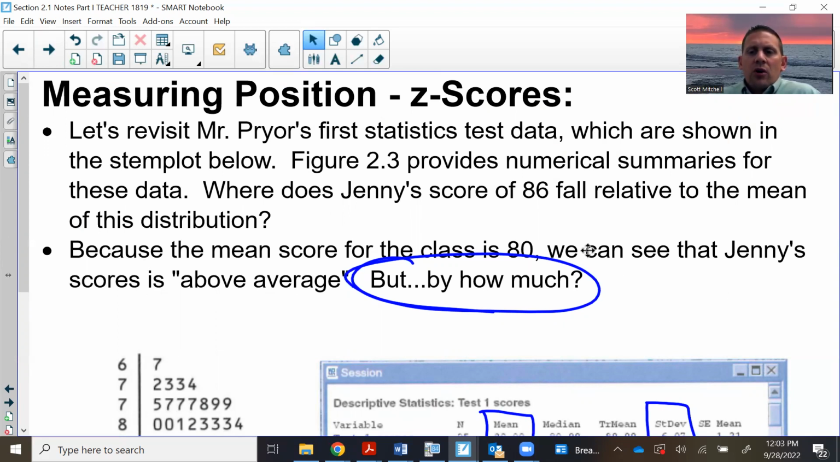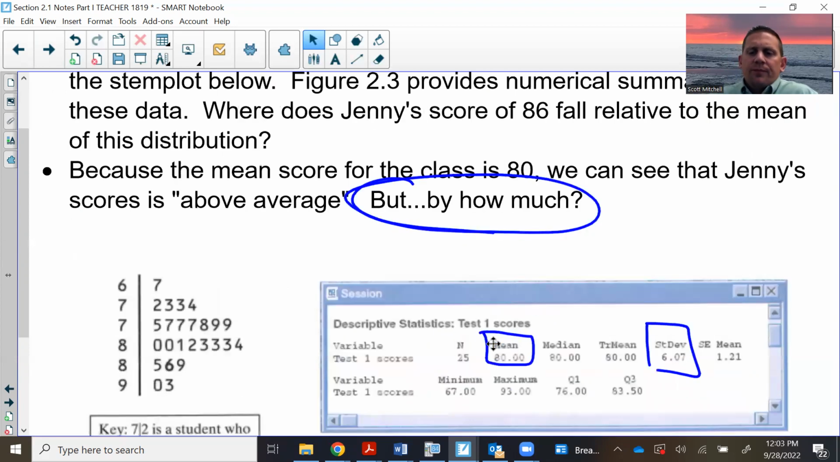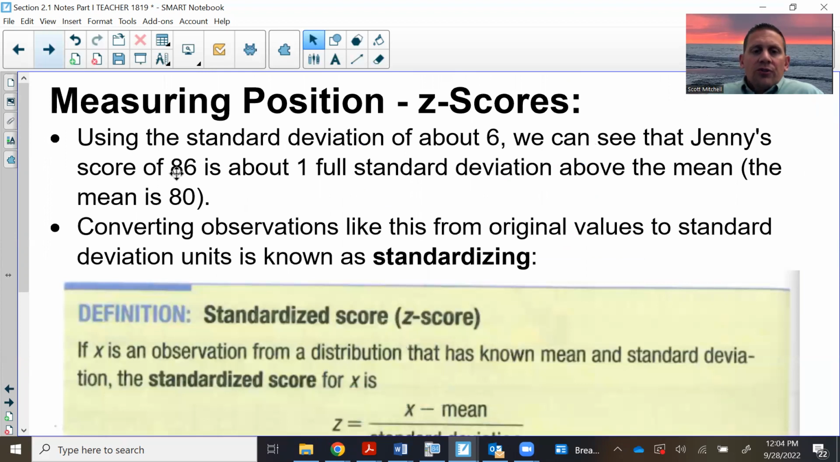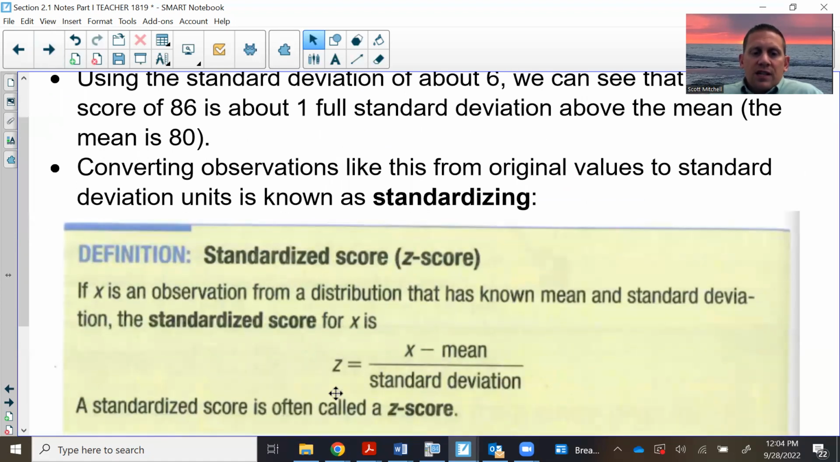So Jenny scores above average, but by how much? Okay, she's in the 86th percentile, but how much is she above average? So we calculate the mean and the standard deviation. We can use our calculator again to do that, or we can use some kind of applet online to calculate that. So we found the mean is 80 and the standard deviation is 6.07. So then our z-score formula, our standardized score formula, you can call it a standardized score, you can call it a z-score, it's the same thing.